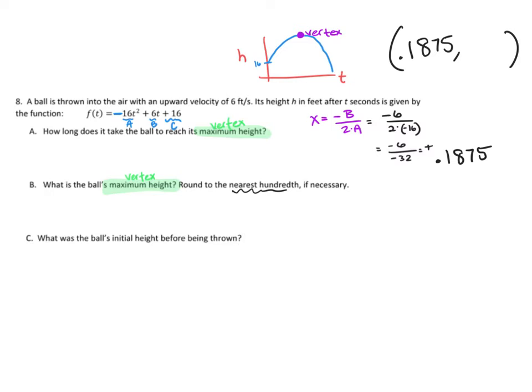So that means I have to plug it in. To find the y value of the vertex, you have to take that x value and plug it into the function. I'm definitely going to need a calculator because I got some decimals and some terrible numbers. So I'm going to plug it into the function, which is negative 16 t squared plus 6t plus 16. And we're plugging in 0.1875. So nothing tricky except the numbers are really gross.